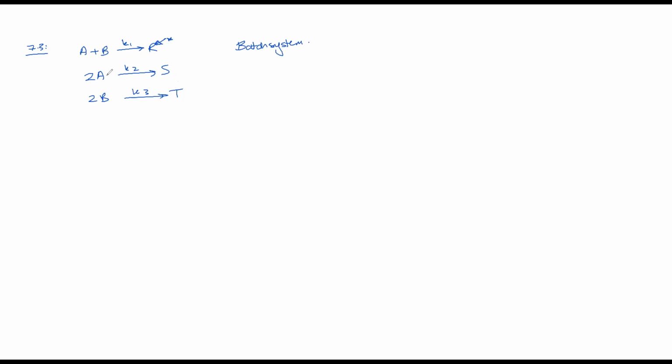Okay, so how do we approach this? Again, I want to maximize R. So if I want to maximize R, I want to maximize this reaction and minimize these two reactions, right? Because I don't want my A and B, which are the reactants, to be eaten up in these reactions. So let's write the expressions for the reaction rates. For R1, it will be K1 Ca Cb. For R2, it will be K2 Ca squared. And for R3, it will be K3 Cb squared.